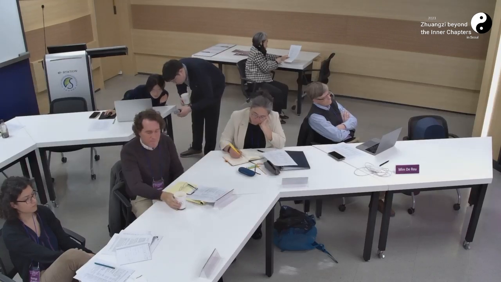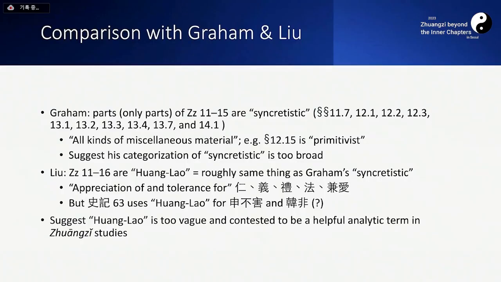My own view is that, since the reference of the term Huanglao is both very vague and deeply contested, it's not a very helpful analytic label to use in examining Zhuāngzǐ materials, so I just set it aside here.